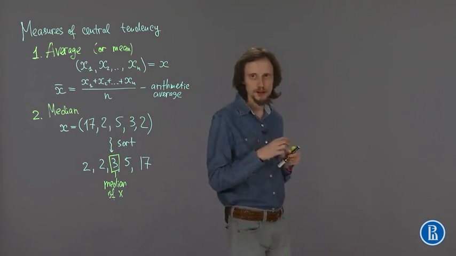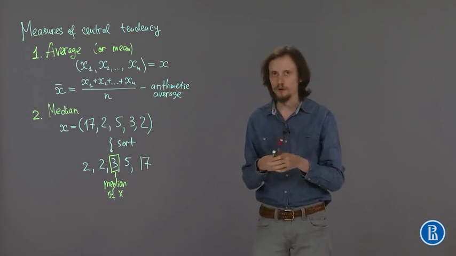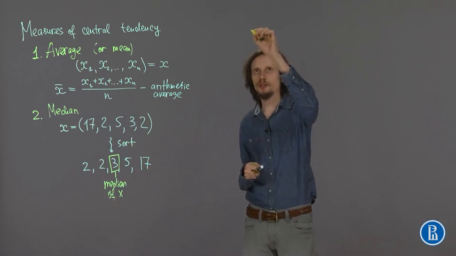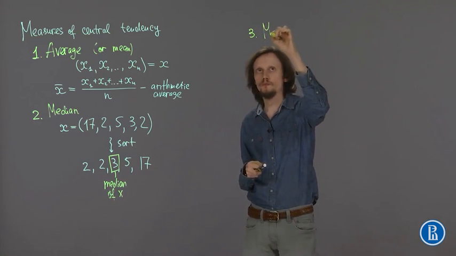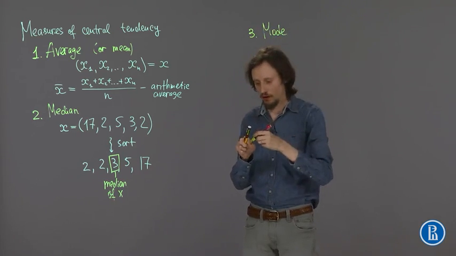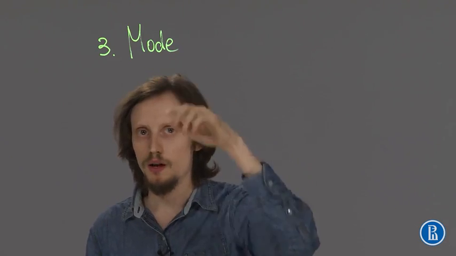Next, let us discuss a third popular measure of central tendency, which is called mode. Mode is just the most frequent value that we can meet in our dataset. The advantage of mode is that it can be applied to unordered categorical variables, for which even median is not defined, because we cannot compare the corresponding values.